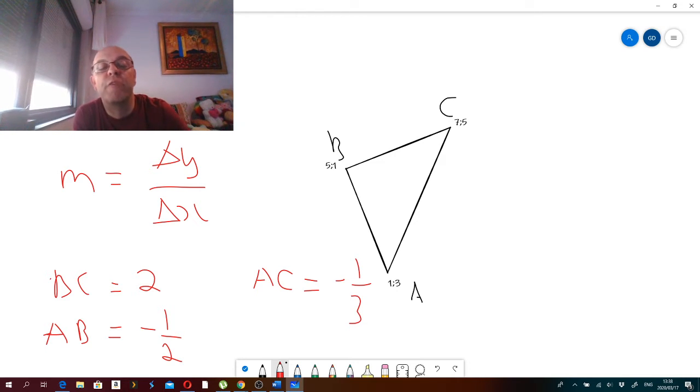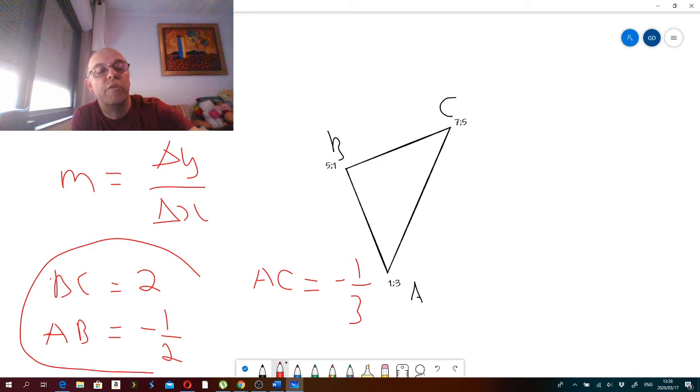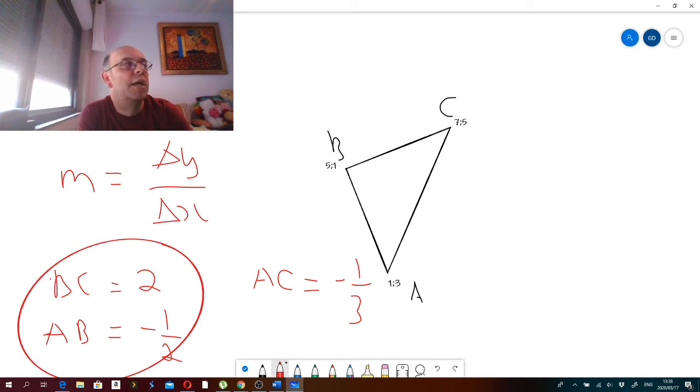Now, if we want to find a right angle, we've got to find two gradients that when you multiply them together will give you the answer of minus 1. We can see that the 2 and the minus a half will give us a multiplication of minus 1. So we can safely say that this is a 90-degree triangle between BC and AB. That answers the first part of the question.